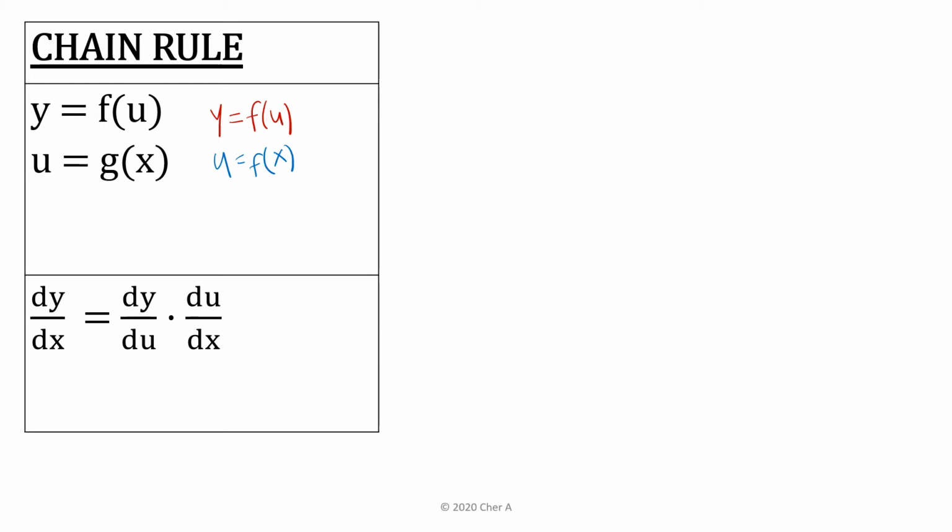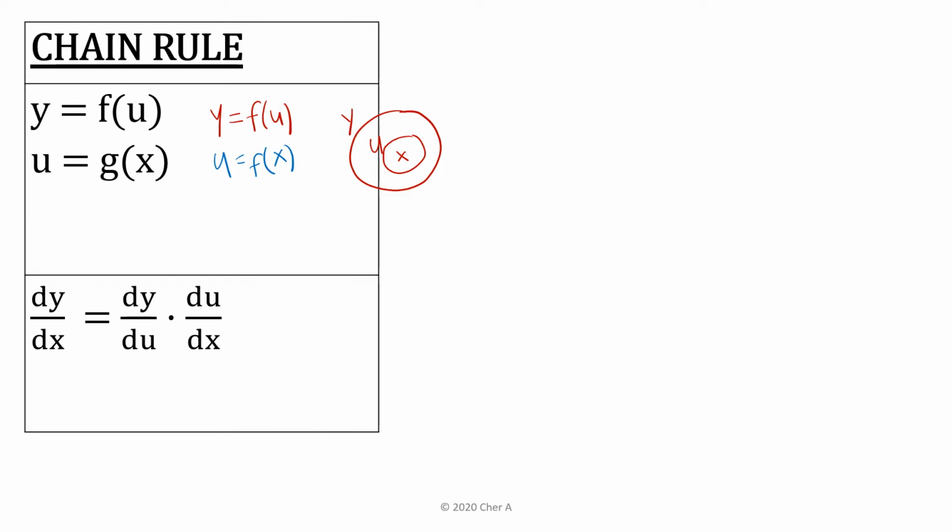I hope this looks slightly better. Okay, so let's imagine this chain here. I have y being a function of u, and I have u being a function of x. We'll look at an example to make sense of this, but let's look at the chain rule first.